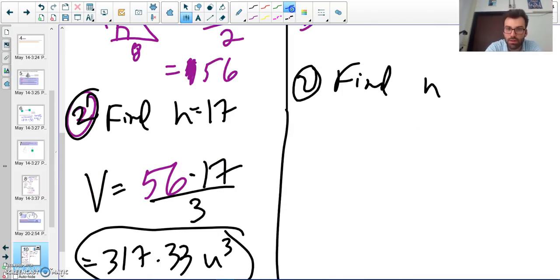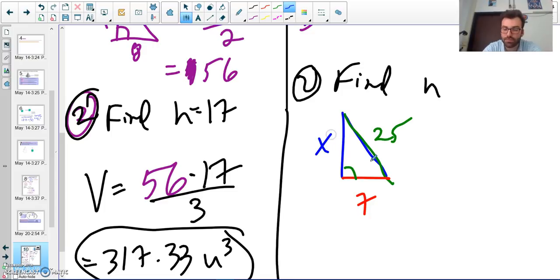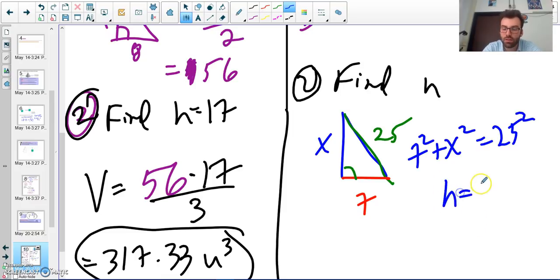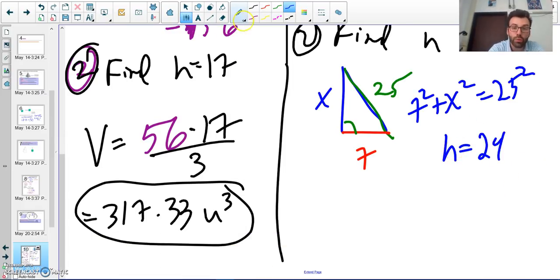All right, so I'm going to redraw this again. I have this height, the green side, below my green side, and my red side. This was 7, this was 25, and this is my x. Well, I would do the Pythagorean theorem, or if you remember, this is a triple, 7, 24, 25, so h is 24.